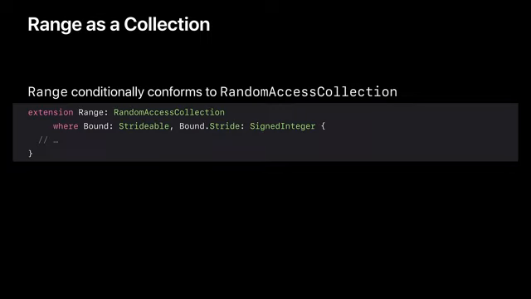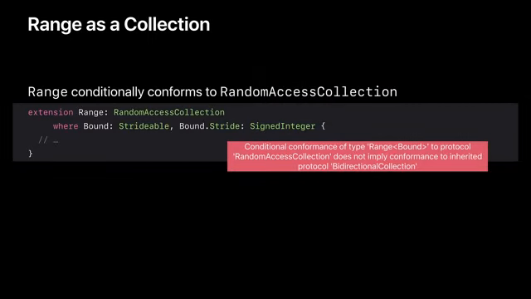Now, notice that I'm just conforming to RandomAccessCollection. I have not actually mentioned Collection or BidirectionalCollection. With unconditional conformances, this is okay. Declaring conformance to RandomAccessCollection implies conformances to any protocols that it inherits, in this case, BidirectionalCollection and Collection. However, with conditional conformance, this is actually an error.